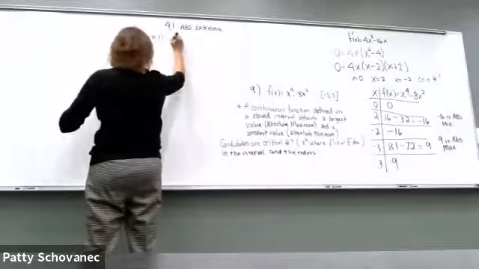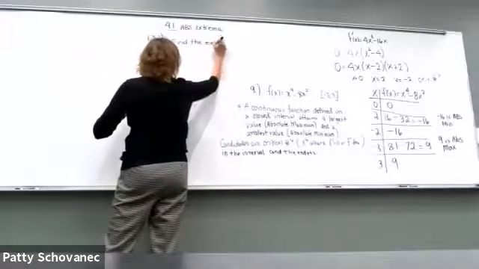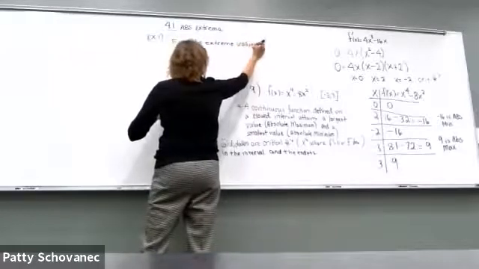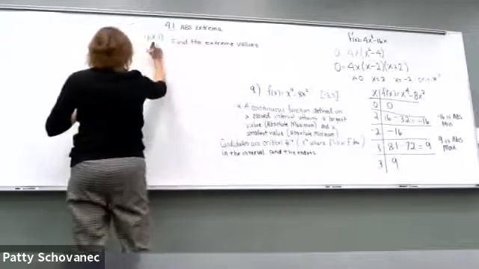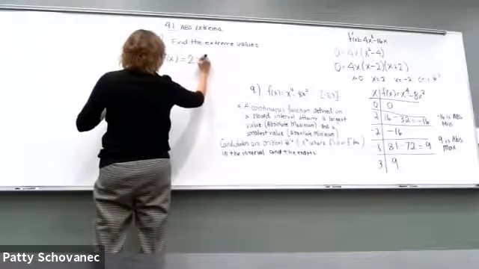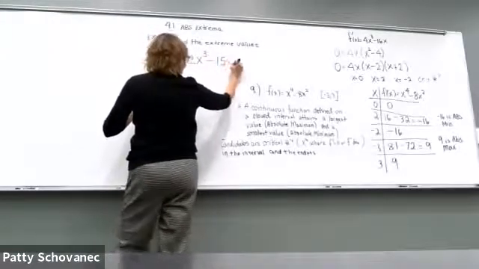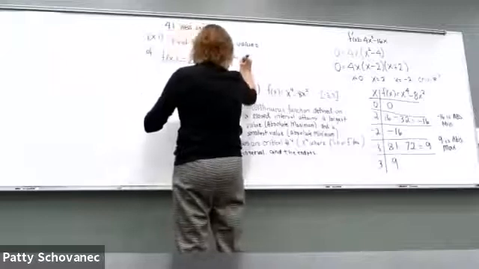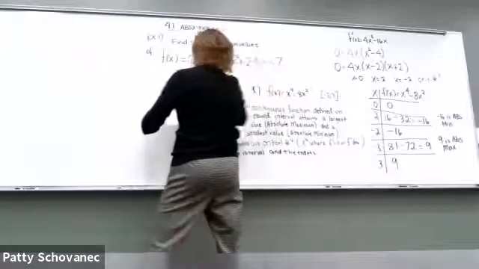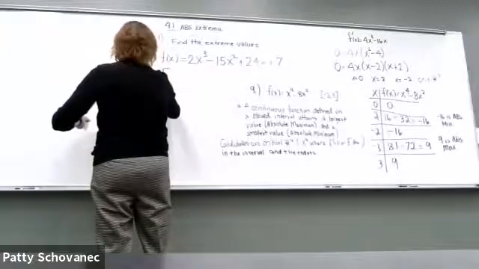So find the extreme values. f of x is equal to 2x cubed minus 15x squared plus 24x plus 7 on the interval from 0 to 6.